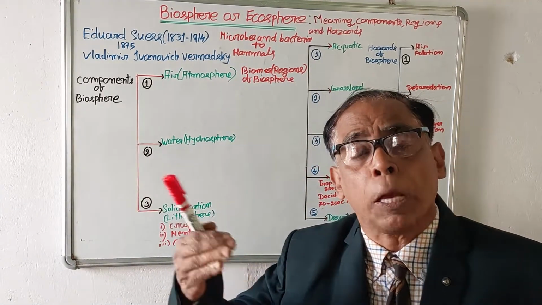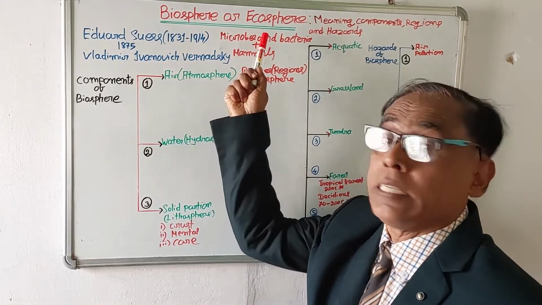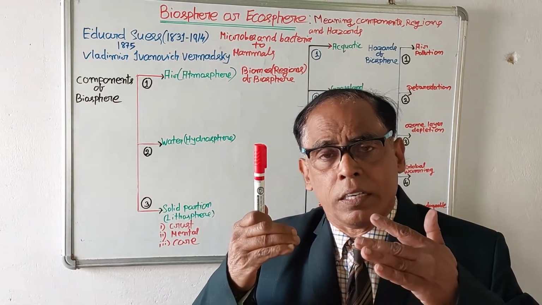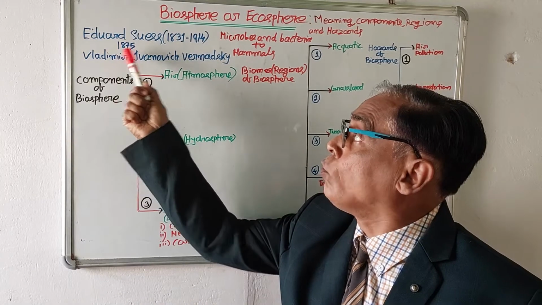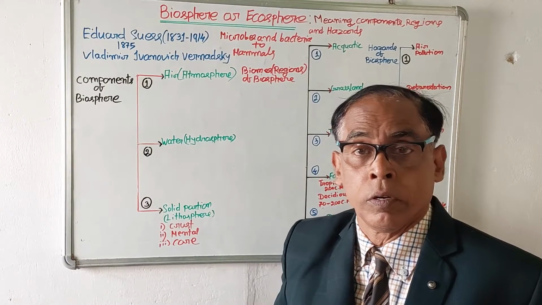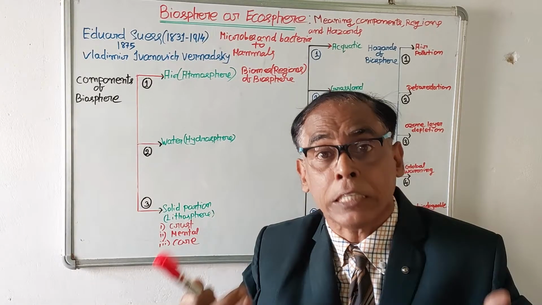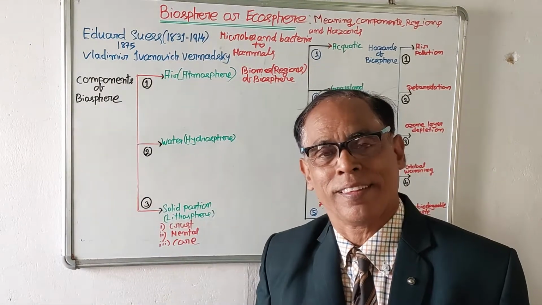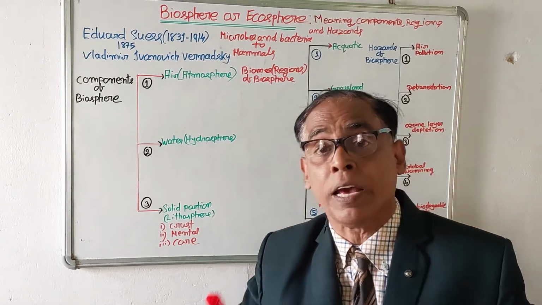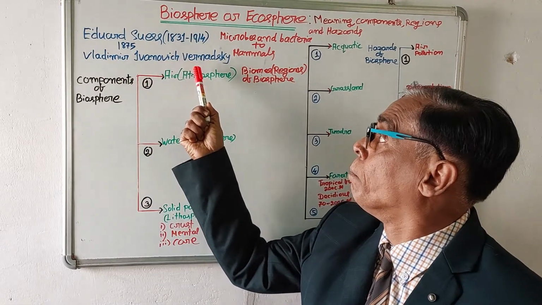Let us start. What is biosphere? Biosphere is otherwise known as ecosphere, and a scientist known as Edward Suess, who was born in the year 1831 and died in the year 1914, was the first man who told about biosphere. But the concept of biosphere was popularized by another scholar known as Vladimir Ivanovich Vernadsky.